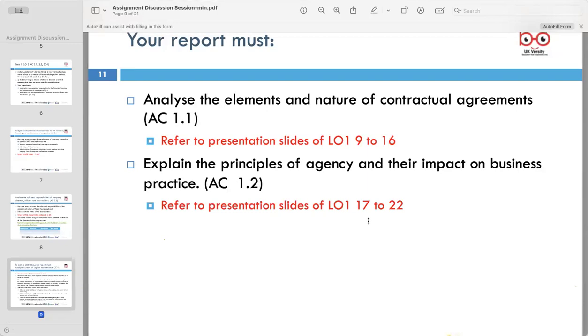So basically, here we will cover the elements and nature of contractual agreements: offer and acceptance. You can talk about offer and acceptance. Analyze this scenario to identify the elements of an offer and acceptance. Jody's request through John to buy the office furniture for £1,000 is an offer, and Harry's consideration of the offer constitutes acceptance.